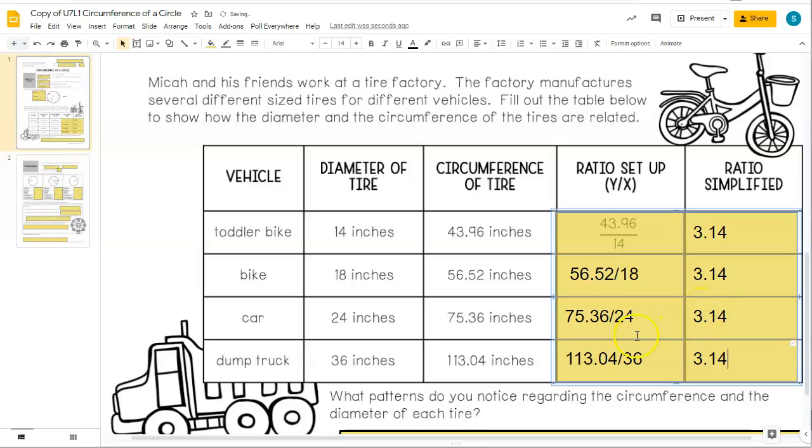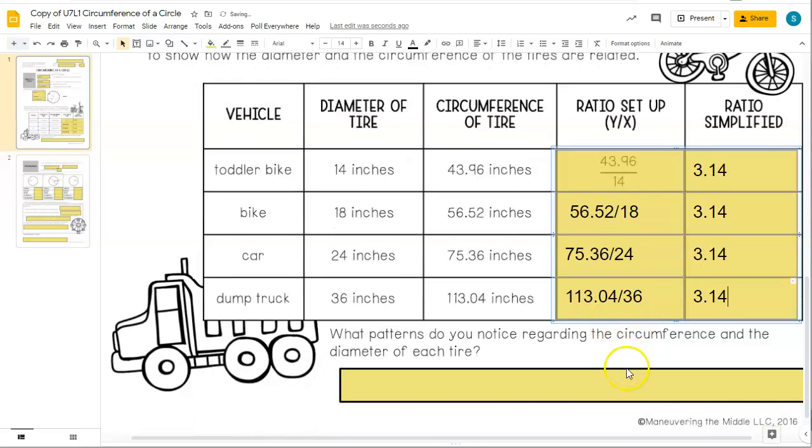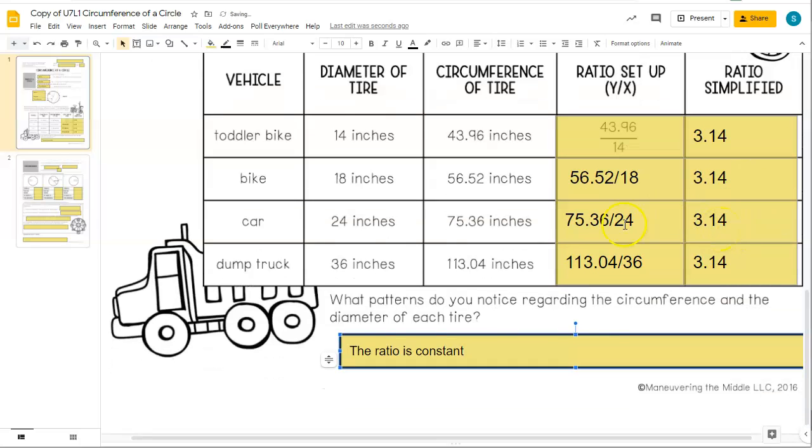So what do we notice? It looks like there's a connection between these. The ratio is constant. So if we know how far it is across a circle, then we know how far it is around the circle, because they're connected by this number over here.